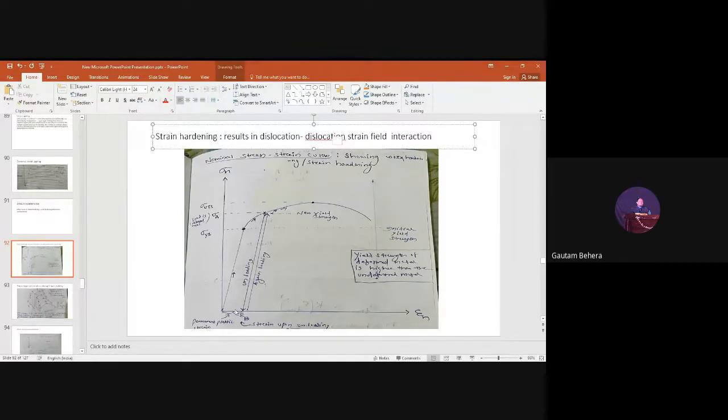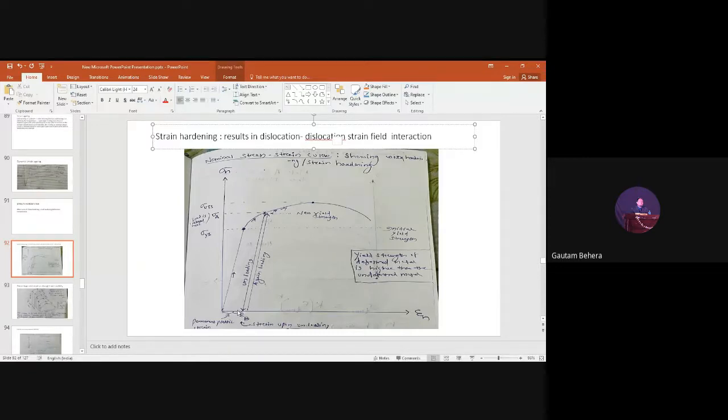So can anybody remember, what is this part? Plastic deformation? No, what is the name of this part? Not offset. Just look at the strain axis. I am showing you strain. This is the permanent plastic strain, which will be there in the material.